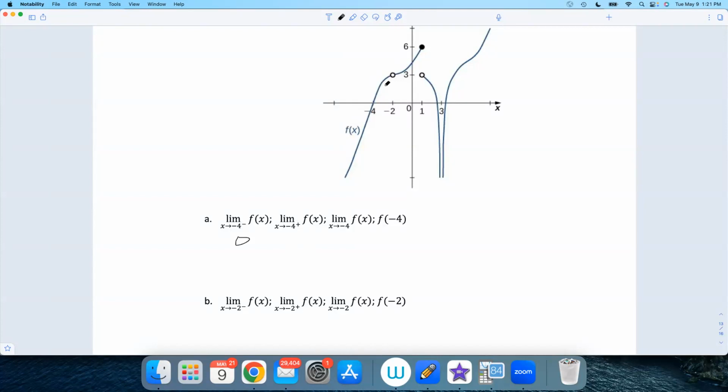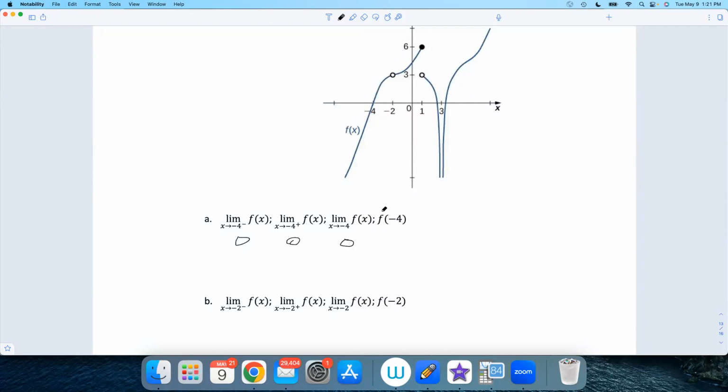Okay, what about from the right? I don't care about any of this stuff. Sometimes students get confused with all the other stuff going on. We're only looking really close to -4. What are my y values doing right here in this region? As I'm getting closer to -4, they're going down to 0. Both one-sided limits exist and are the same, so therefore the limit exists and is that number. That is the limit as x approaches -4 of f of x.